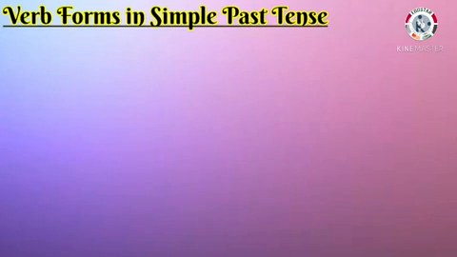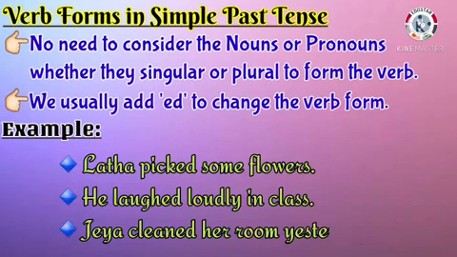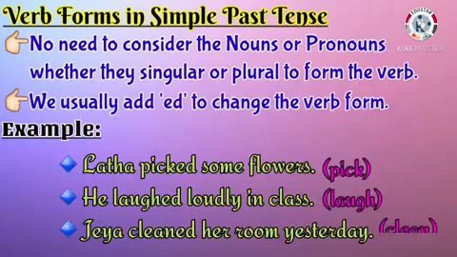Now let's see the verb forms in simple past tense. Dear children, in simple past tense, no need to consider the nouns or pronouns to form the verb. We usually add ed to most verbs to change their form. For example, Lata picked some flowers. We laughed loudly in class. Jaya cleaned her room yesterday. Here with the verbs we have added only ed.